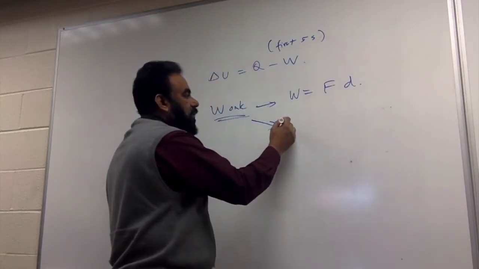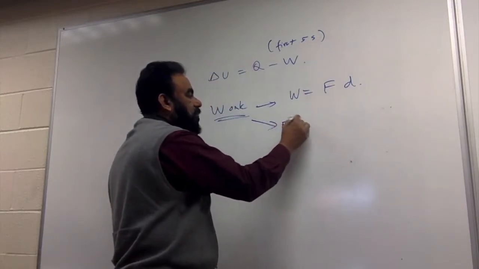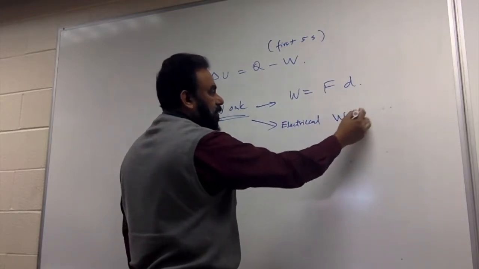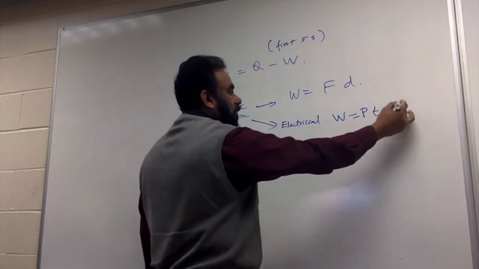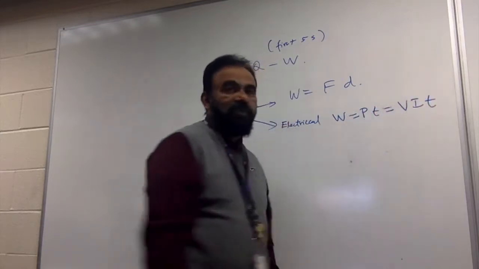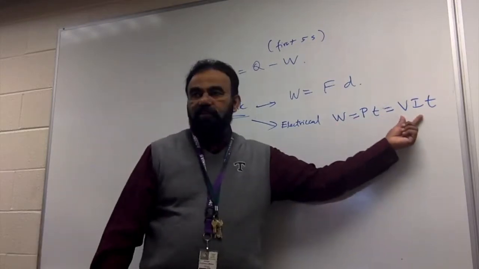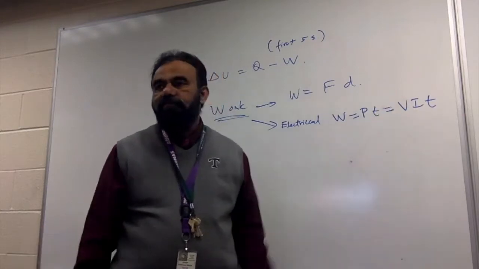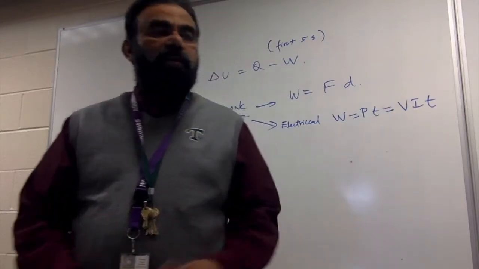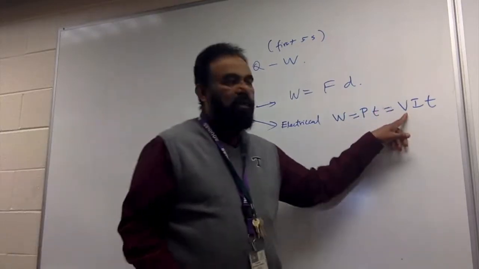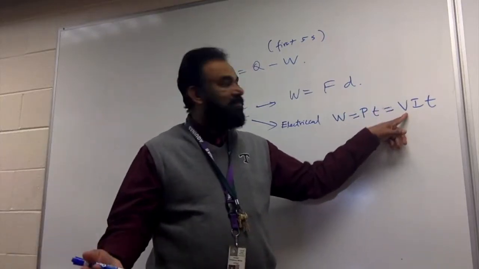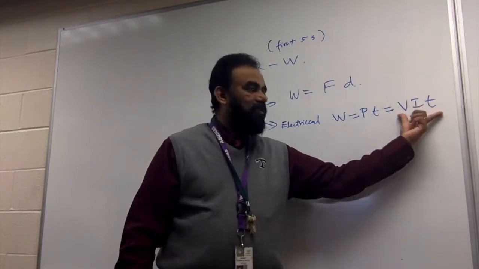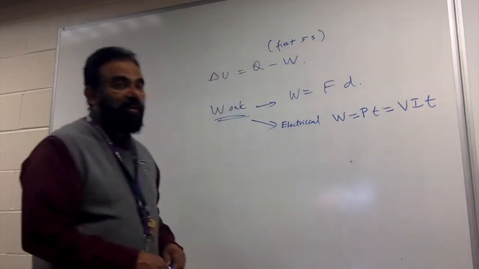What about electrical? You already know it. Electrical work done is power times time, which is also VIt. V is the voltage, I is the current, power is VI. You know that, right? Power is VI, so VIt. So how much is the work done by your hot plate? You know how many volts you're operating it on? 110. You know how much current it is drawing? 10 amperes, times the time. That will be the total work done. You get it? This is electrical work done.